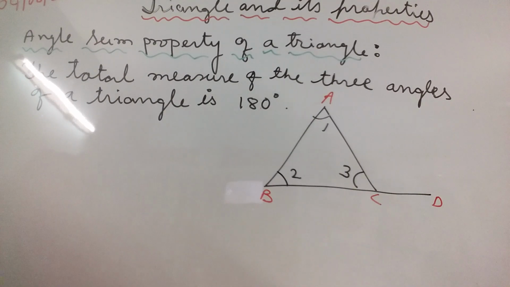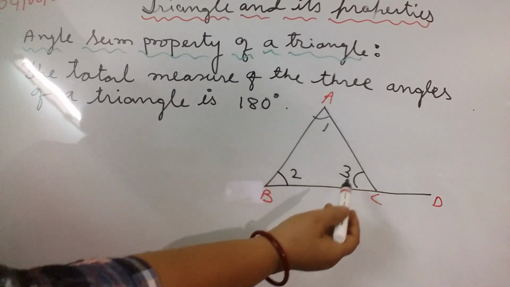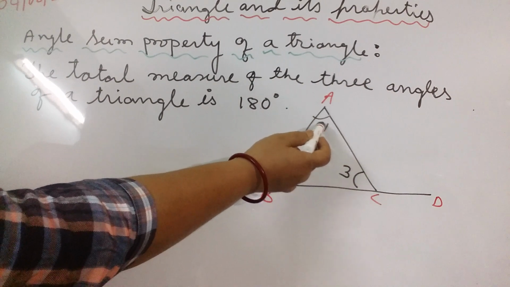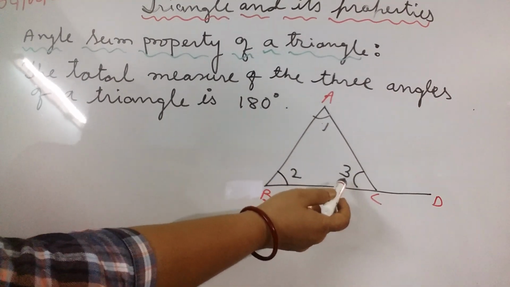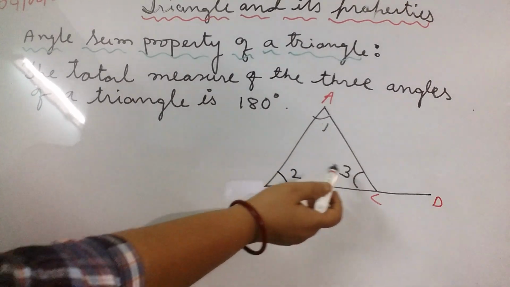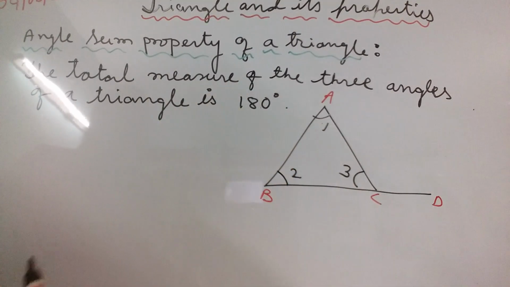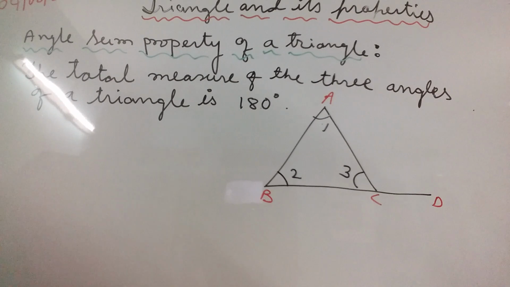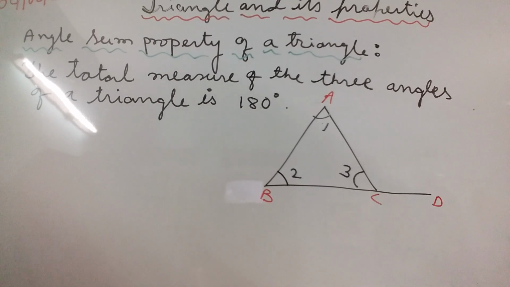Say ABC is a triangle and its three angles are angle 1, 2 and 3. So it says that angle 1 plus angle 2 plus angle 3 will be equal to 180 degrees. Now how to prove it?